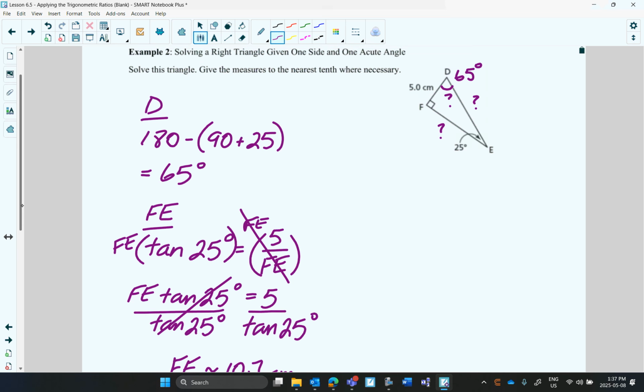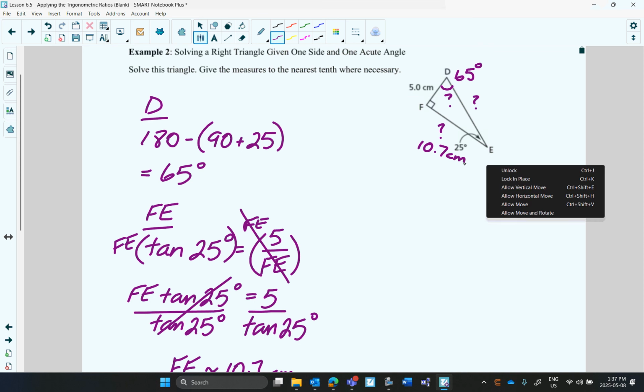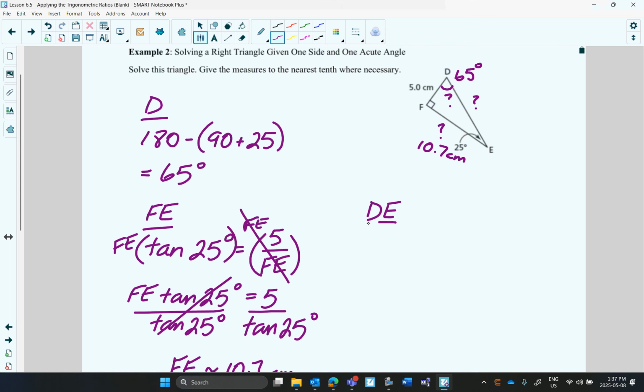Well, now you got two different choices for DE. You can use Pythagoras or you can use trig again. And for the trig, you could use the 65-degree angle. You could use the 25-degree angle. Okay. Somebody want to tell me what they did to find DE? Sine 25 degrees. And 5 over DE. Yep. Perfect.